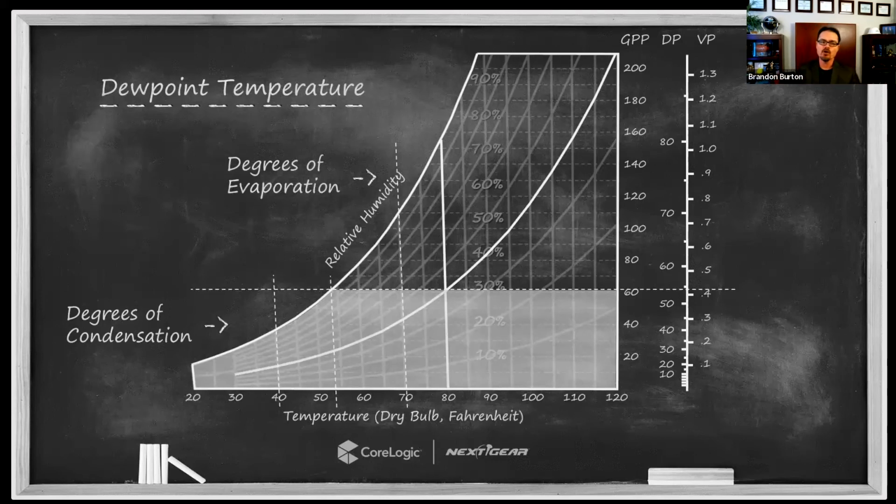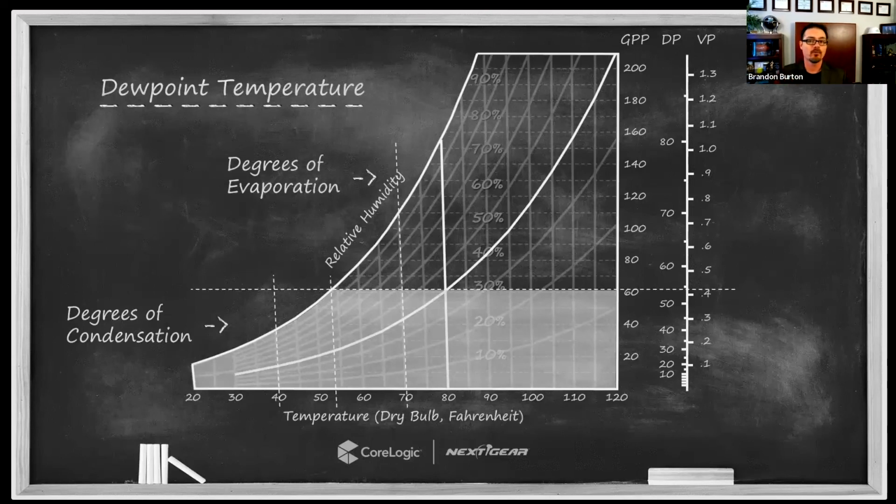In other words, if I know my dew point temperature for my air that I'm using to dry is 54 degrees, and I have a building material that is warmer than 54 degrees, then there is going to be capacity for evaporation on that surface. And the warmer that material is above dew point, the more evaporation is possible.